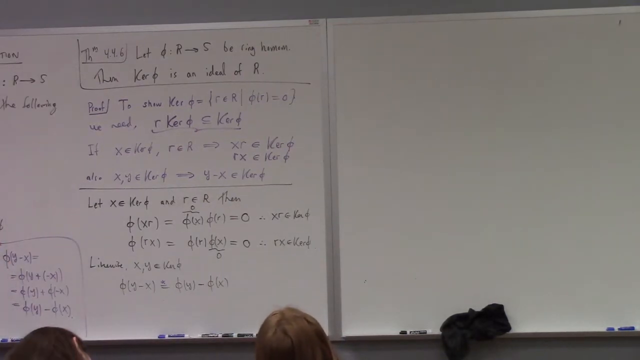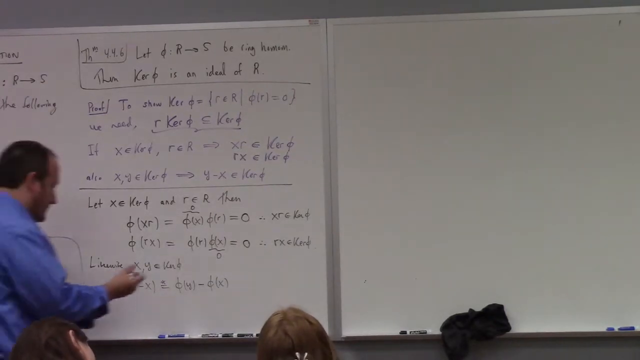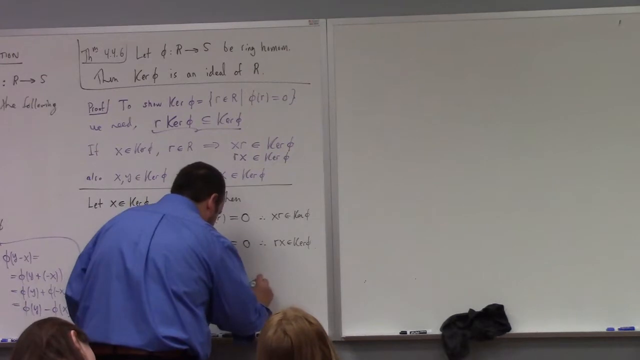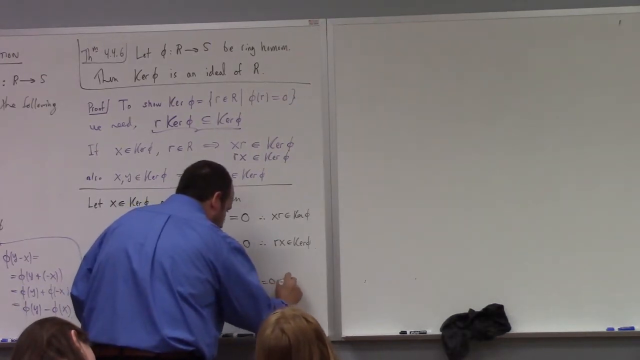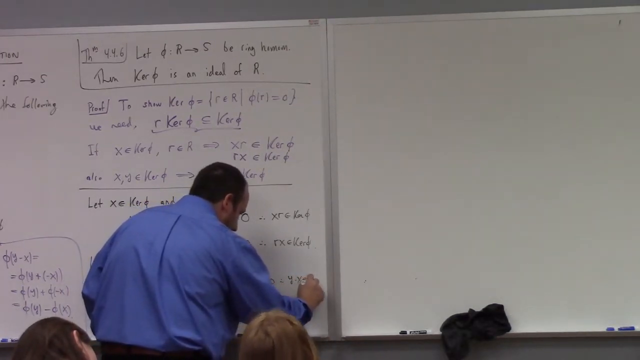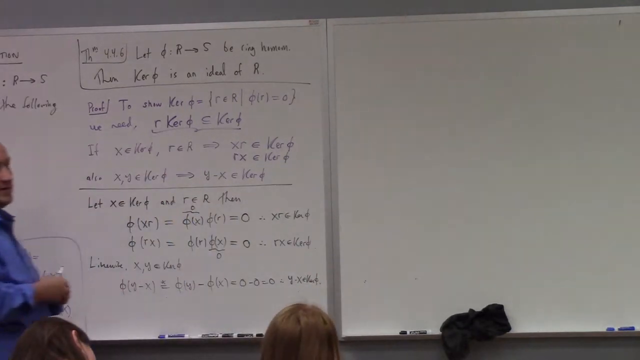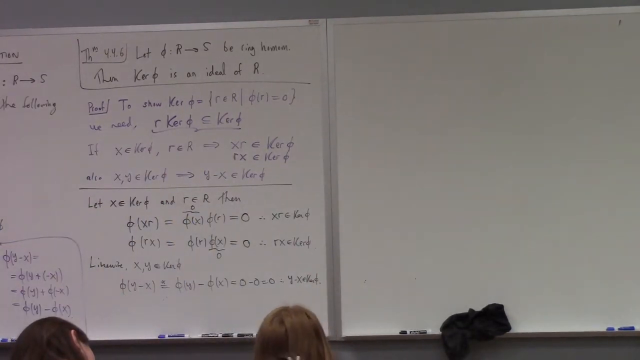Anyway, these are both in the kernel, so we're looking at 0 minus 0, which is 0. Therefore, y minus x is in the kernel. And we can conclude that the kernel of phi is an ideal of R.